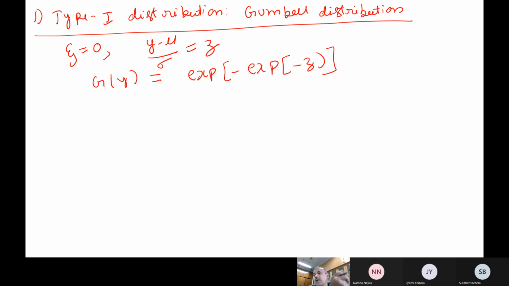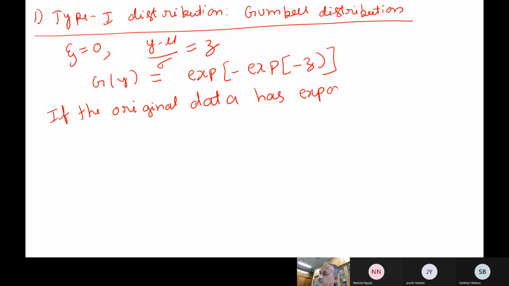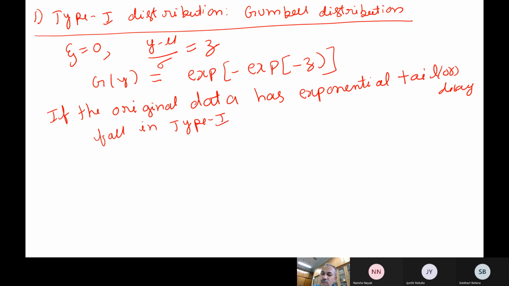The mathematical proof says that if the original data has an exponential tail or exponential decay, then all these types of distributions where you have an exponential tail or exponential decay fall in this type 1. You followed, right? So this distribution comes here.